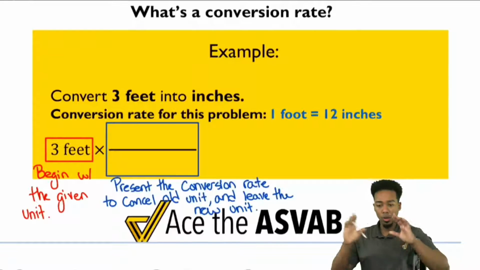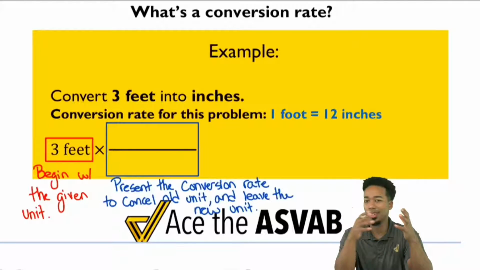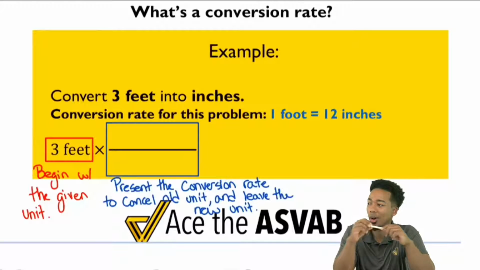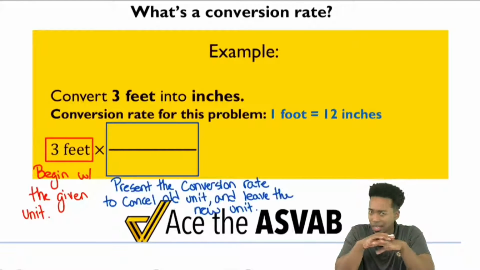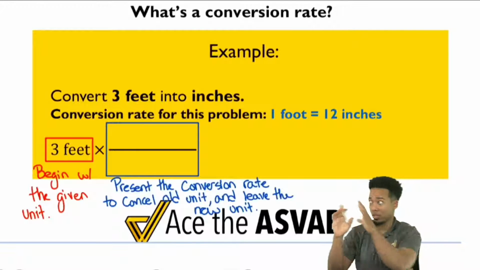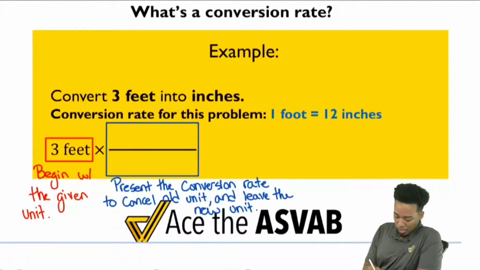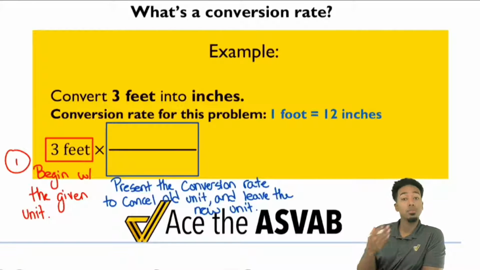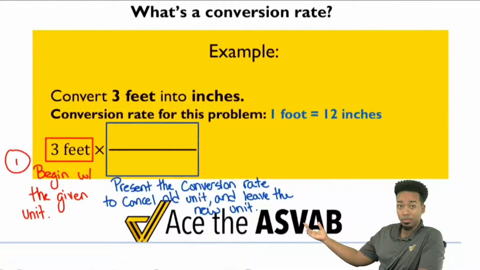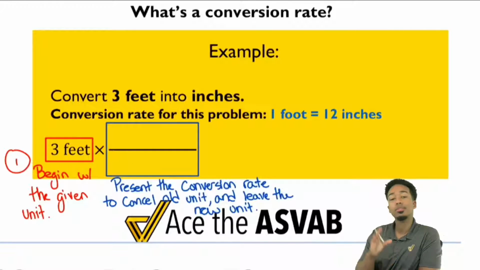So I'll give you a couple of seconds to write that down because I want to make sure that you're not trying to write and listen at the same time. It's not going to work out well. So I'm going to give it a few moments, but I'm going to ask a series of fundamental questions that I think anybody in this room can answer so long as you're just using your eyes. So let's do this little exercise and go through these steps. Again, step number 1, you're going to begin with the given unit. And then number 2, you're going to present the conversion rate. Again, it's being multiplied. You're going to present the conversion rate to cancel the old unit and leave the new unit.